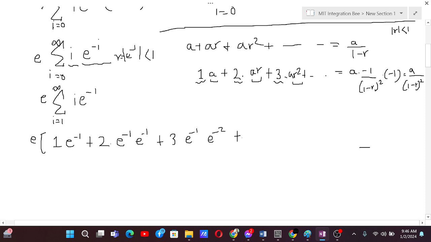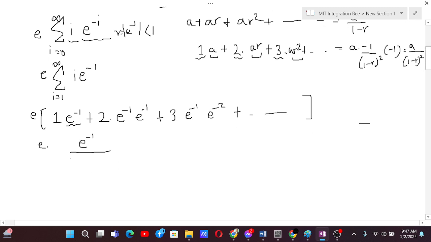Yeah, it will be something like this. So we can basically now find the sum: a by (1 minus r) whole square. Our a is, sorry, e inverse, and then 1 minus r is e inverse again. So (1 minus e inverse) whole square.